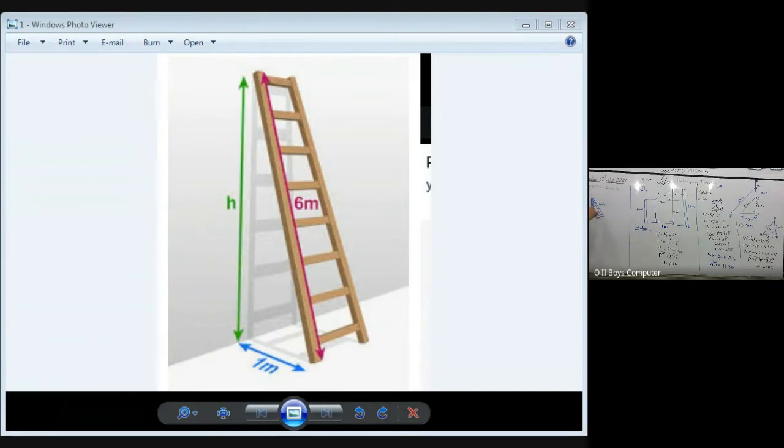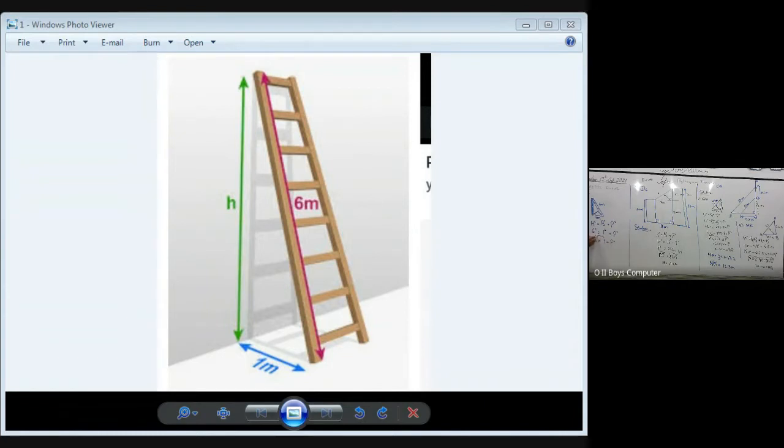So if we solve this question, Pythagoras theorem says that hypotenuse square is equal to base square plus perpendicular square. This is the theorem, this is the equation, right? So 6 meters is the hypotenuse, base is 1 meter, and perpendicular we have to find out. This is the height of the wall. Actually, this is what we have to find out, right? So the square of 6 is 36. The square of 1 is 1, like this.